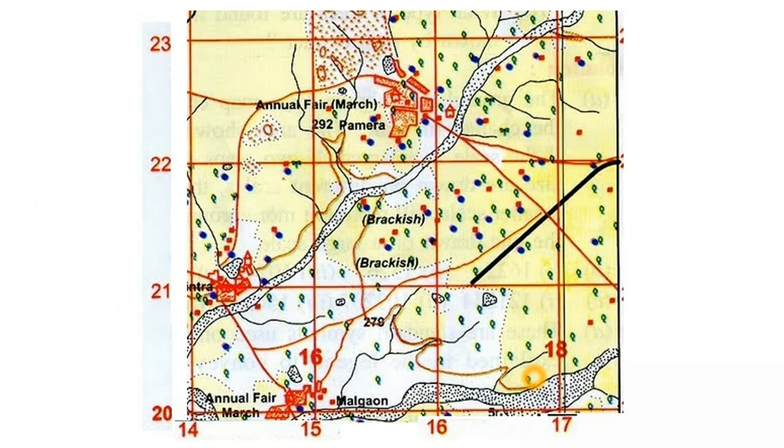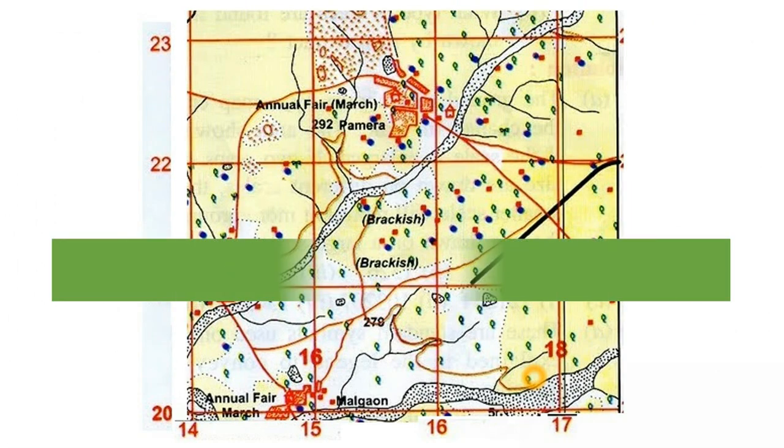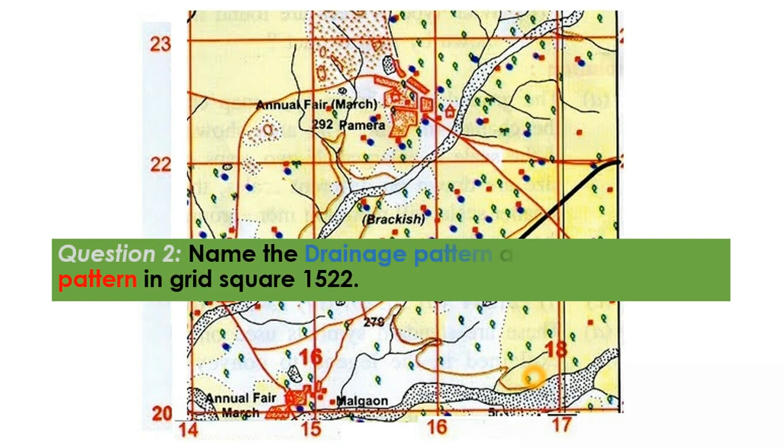We have one more question. Again, study the map carefully, and the question is: identify the drainage pattern and the settlement pattern in grid square 1522. Do the same process: pause the video, observe the grid square, and find out the drainage pattern as well as the settlement pattern. If you have any doubt about the settlement pattern or the drainage pattern, feel free to go back and see the video again.